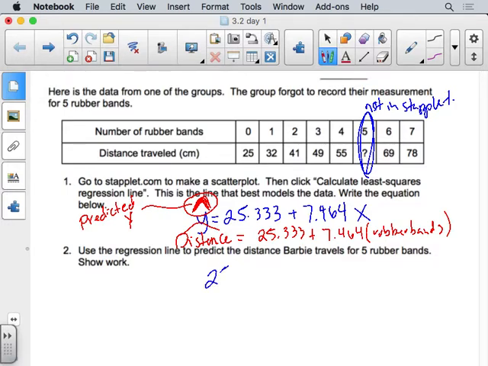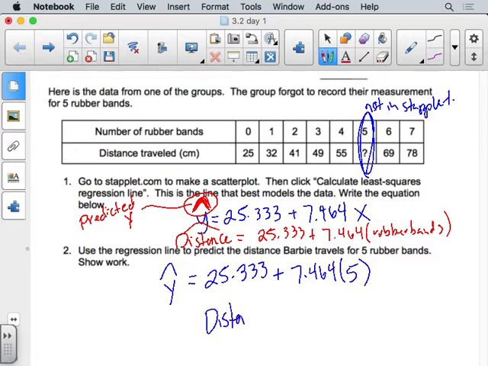So you plug in 25.333 plus 7.464 times 5, and yes, please write it out and write distance predicted or do your y hat, because in the instance that you plug it into your calculator with a decimal wrong or something like that, at least you are showing that you know what you're doing. For little things, make sure to do that. And I got 62.653 centimeters. Is that what y'all got? Sounds about right.